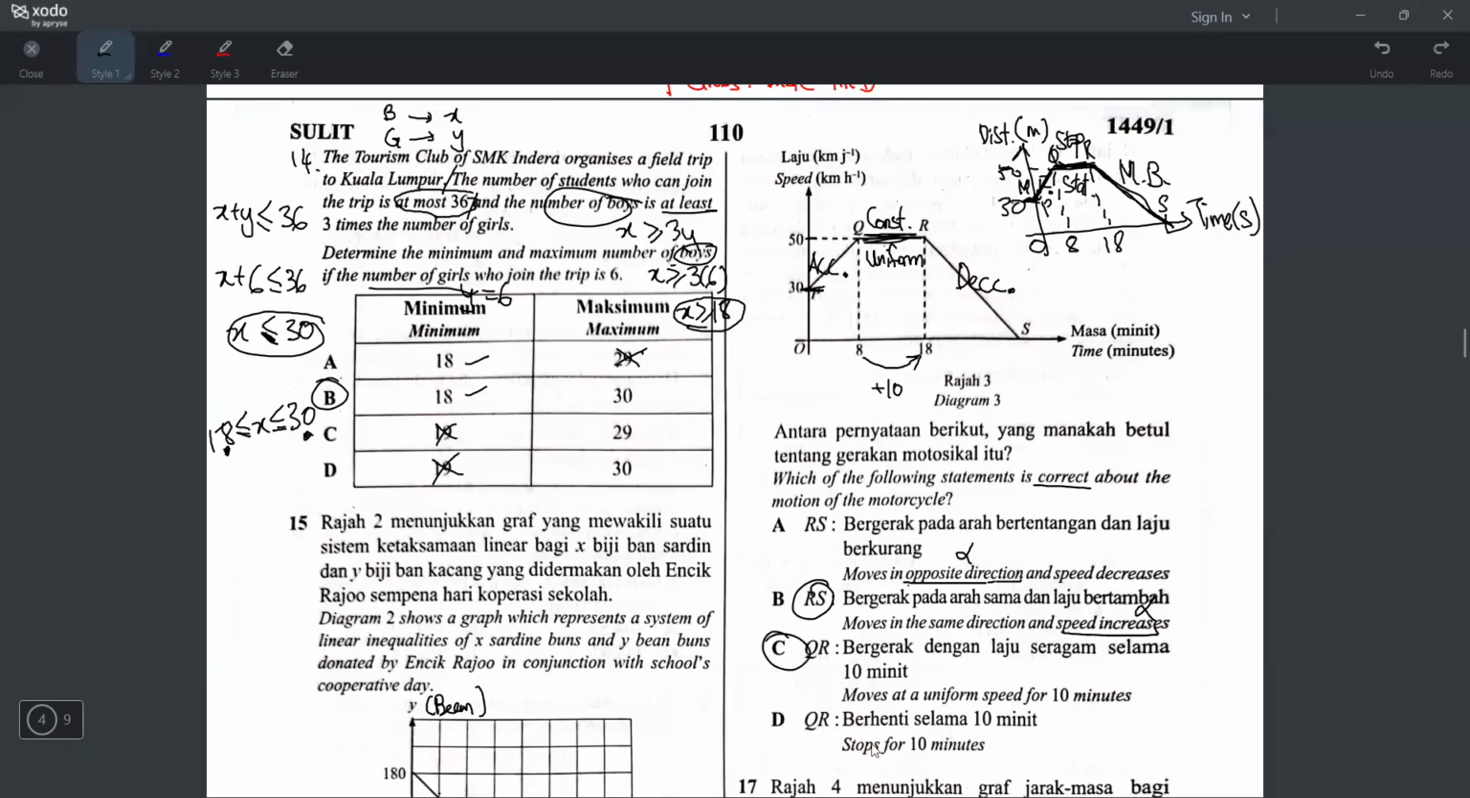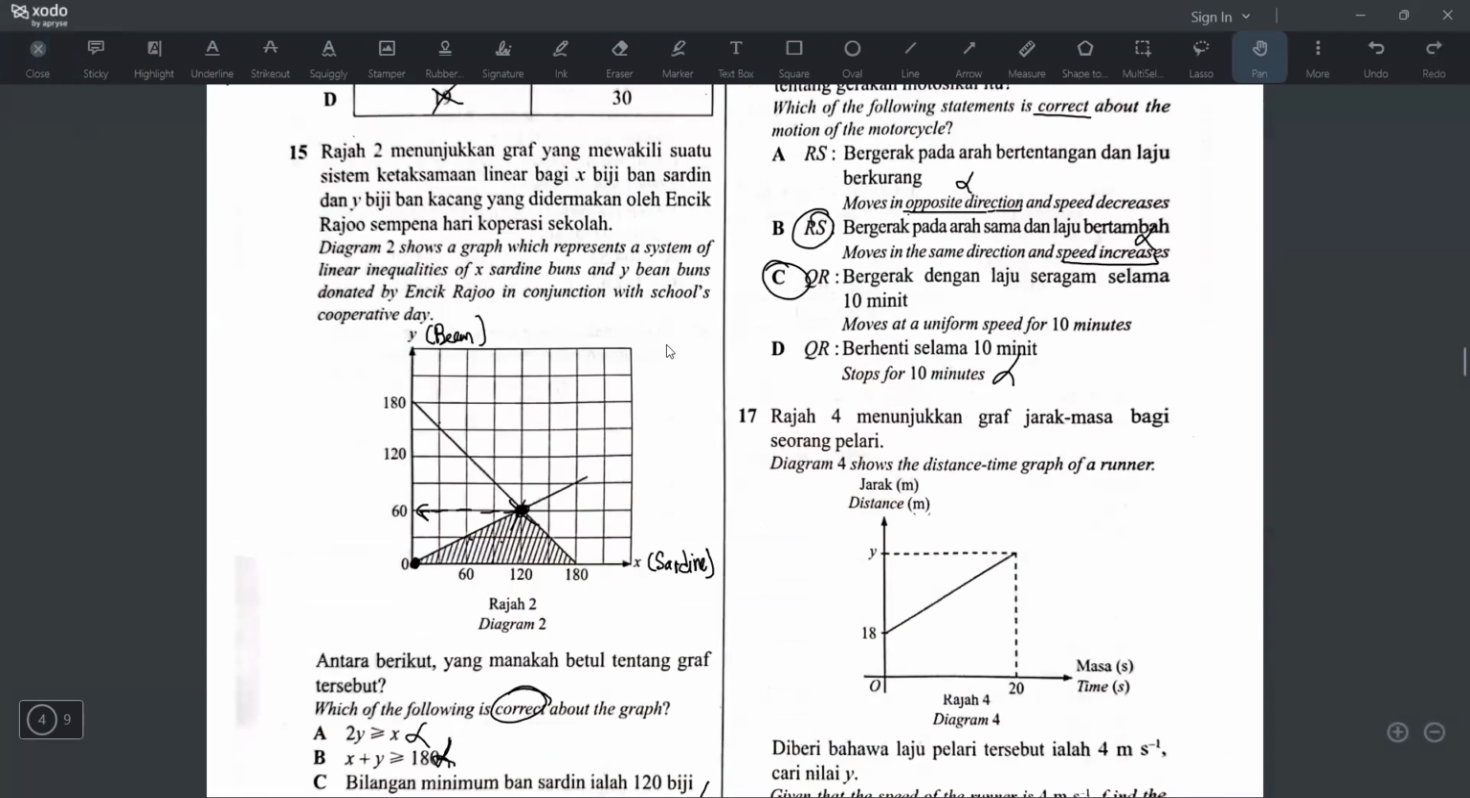Okay, D, they say stop for 10 minutes. Okay, this one wrong. Tapi kalau distance time graph, then ya lah. Kalau distance time graph, then this one is stop. So you have to look at the y-axis. Sangat penting kena tengok y-axis. Kalau distance time graph, dia punya garisan tu, dia punya story behind tak sama. If this is distance time, if the line is like this, then it's stop. But speed time graph, this is not stop. It's a constant speed. So hope you understand. Let's continue.